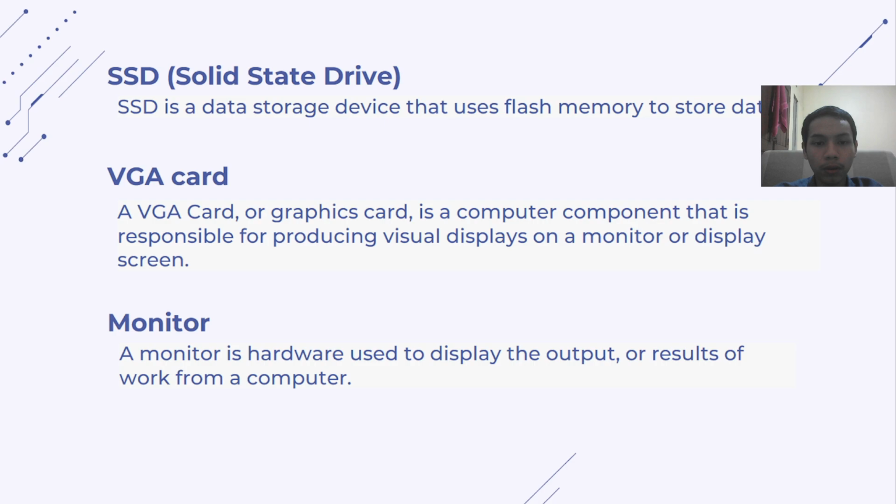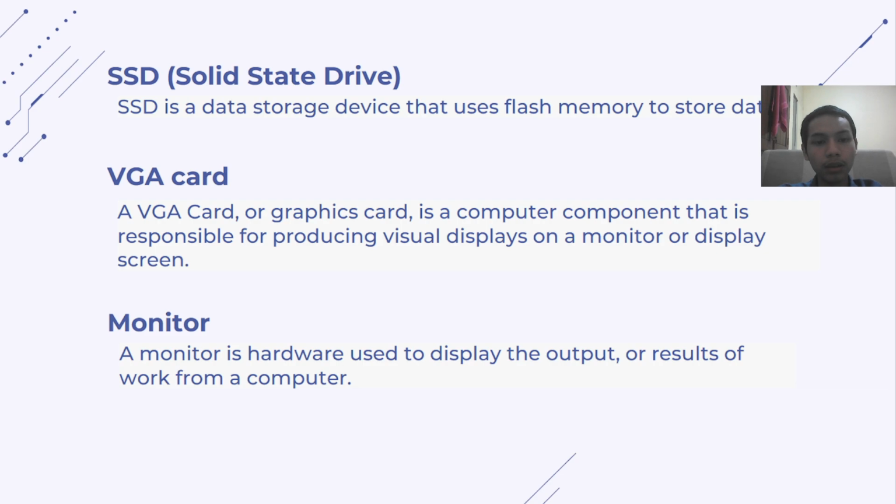VGA cards work by processing graphic data from the CPU and converting it into analog signals that can be displayed by a monitor. This graphic data can be in the form of images, video, or animation.